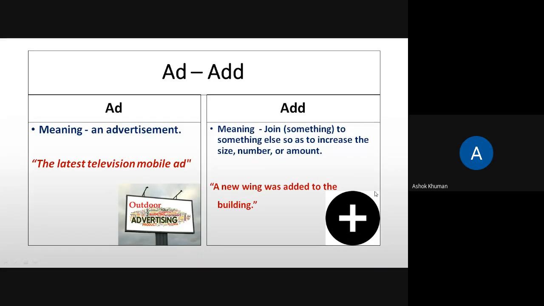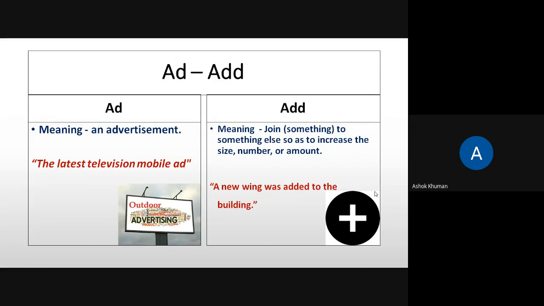On the right side, add, double D. Add means addition, to join something, to add. 2 plus 2 makes 4, for example, addition. It can be in size, in number, in amount. Add some more sugar.